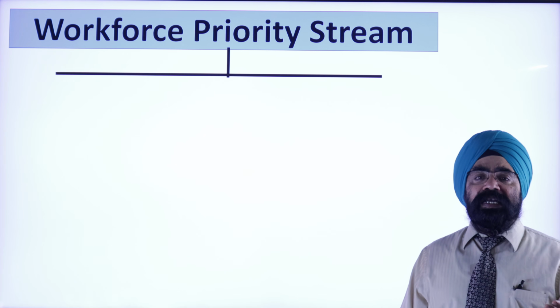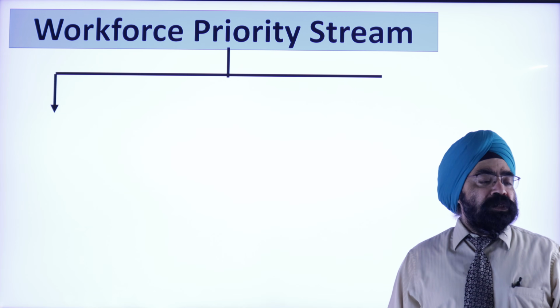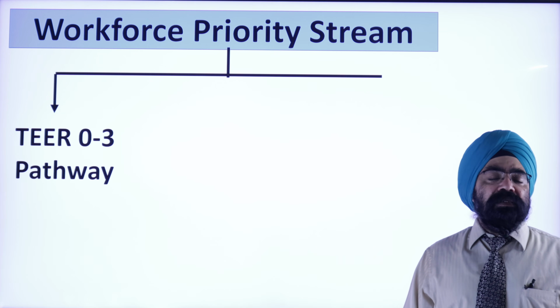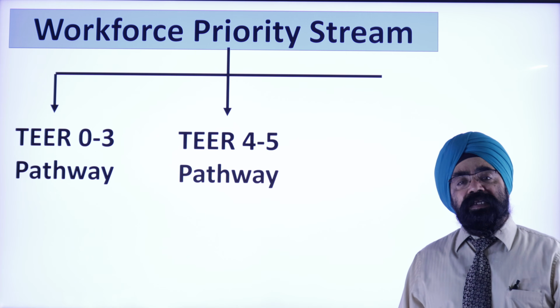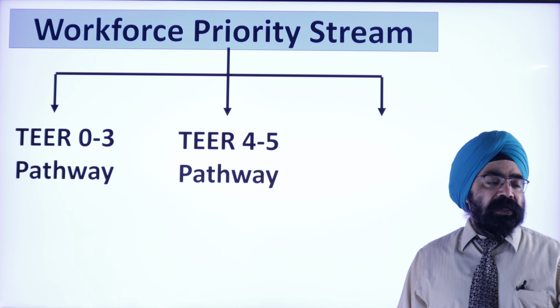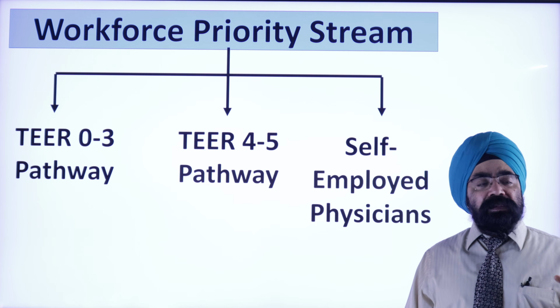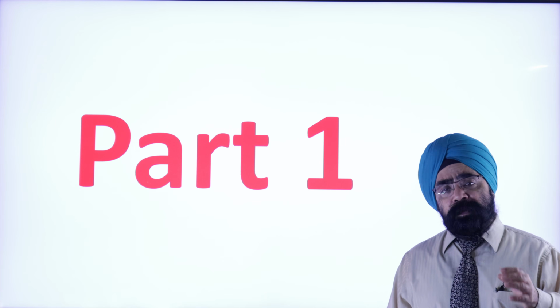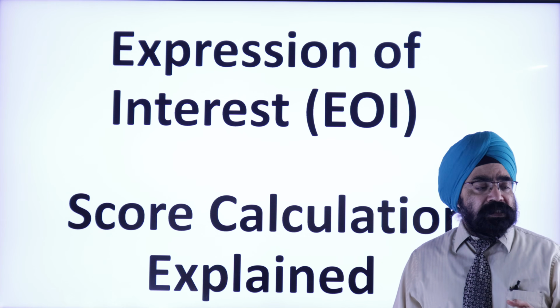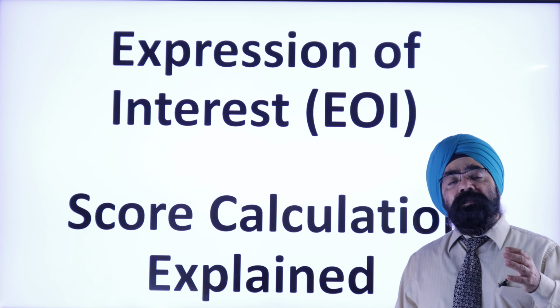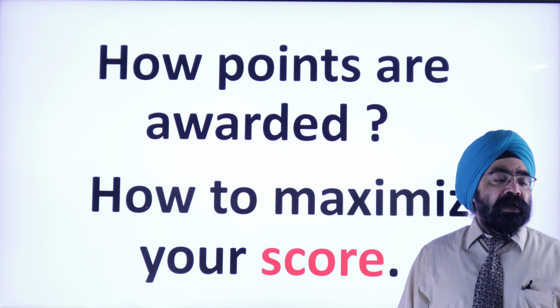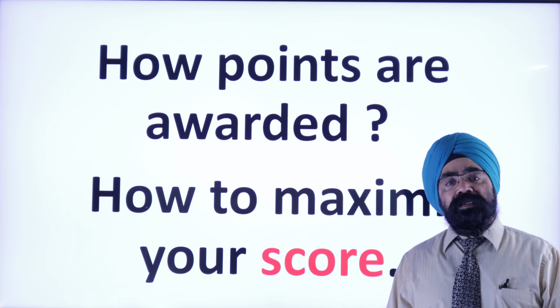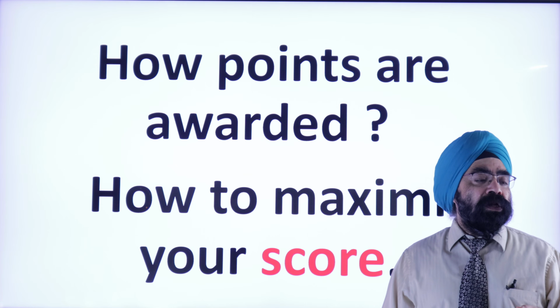So the Workforce Priority Stream is basically divided into three different areas: the tier 0 to 3 pathway, the tier 4 to 5 pathway, and a self-employed physician pathway. These are the three pathways. This is part 1 of the video. In this video, I'll try to explain expression of interest, what it is, how score calculation is done, how you can get yourself awarded points, and how you can maximize your points. All this I'll try to explain in this video.